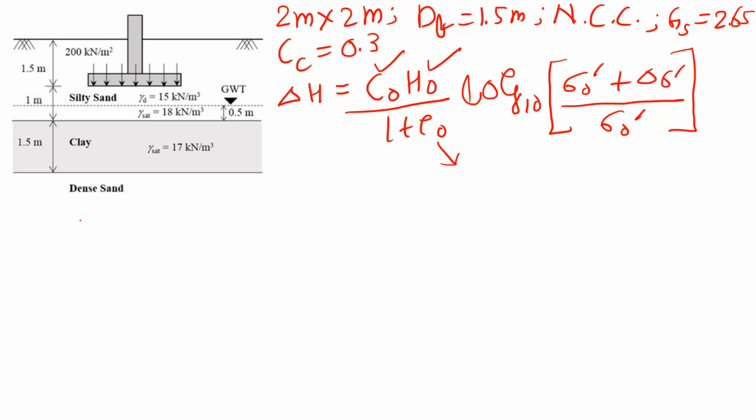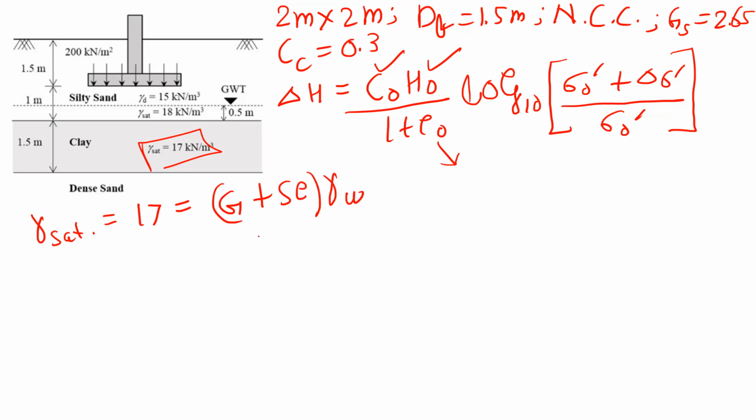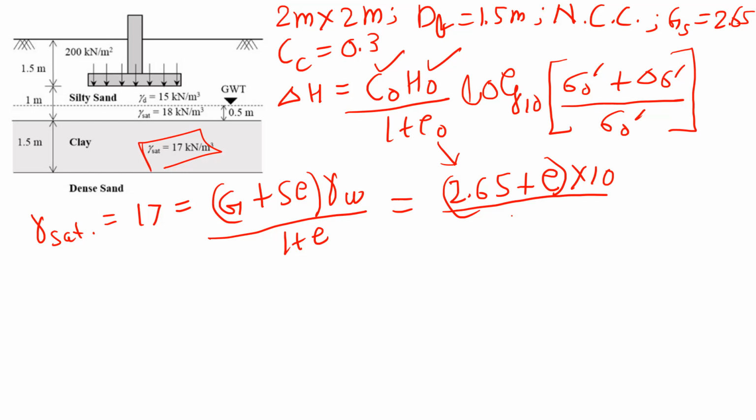To find out the initial void ratio, we could use gamma saturated, which is given to us. Gamma saturated, given as 17, is equal to (G plus Se) gamma W, whole divided by 1 plus e. We have G as 2.65, S would be 1, so e times gamma W, which is given as 10, divided by 1 plus e, which is equal to 17. If you solve this, you would get e as 1.36.